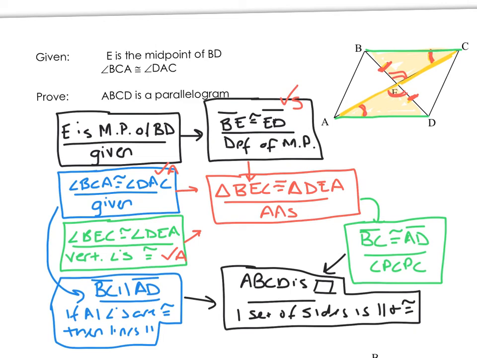Okay, so what I'm going to suggest to you now is you pause the video and you take a look at the next proof and you try it on your own. Just so you know, I'm going to do this one in 2-column form, but you can do it in any style that you want.